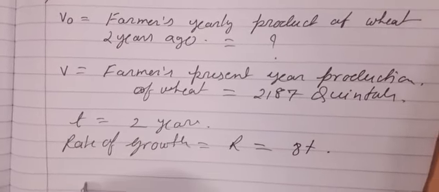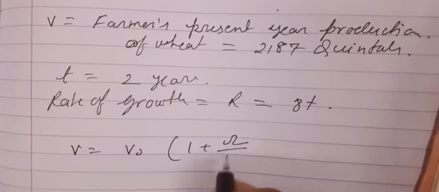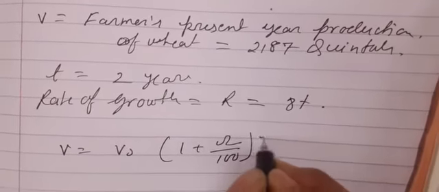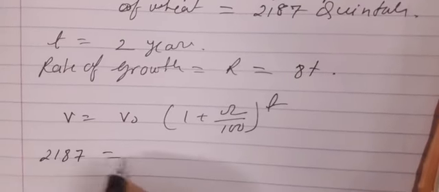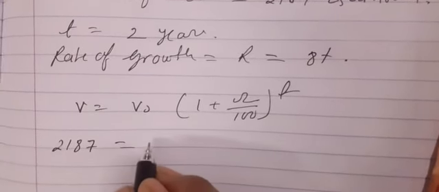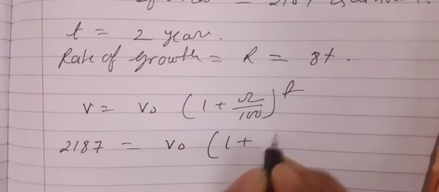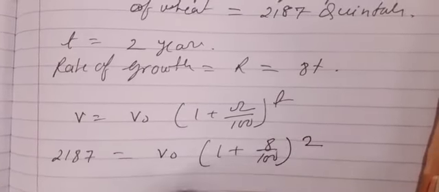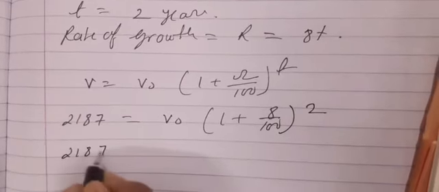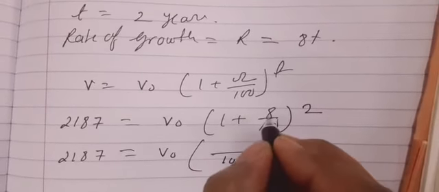So we will use the formula of growth. V equals V0 within bracket 1 plus R by 100, to the power T. V is 2187, this year's production is given, and the production 2 years ago, V0, we need to find out. So this will be 8 by 100, and 2187 equals V0. This we may reduce.